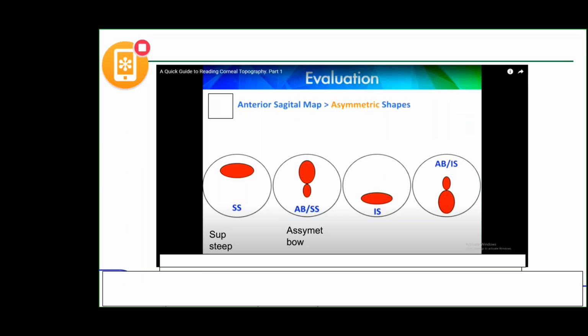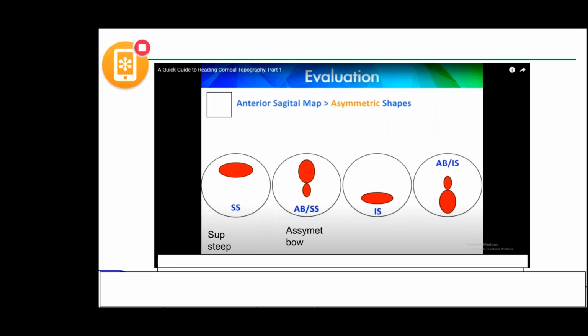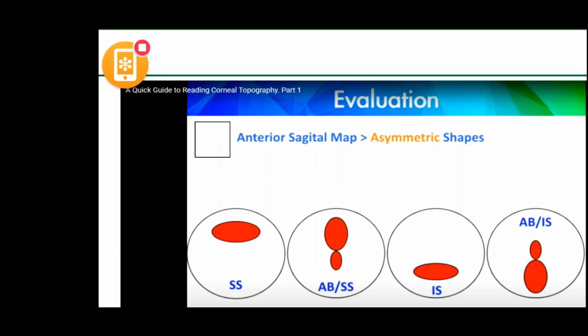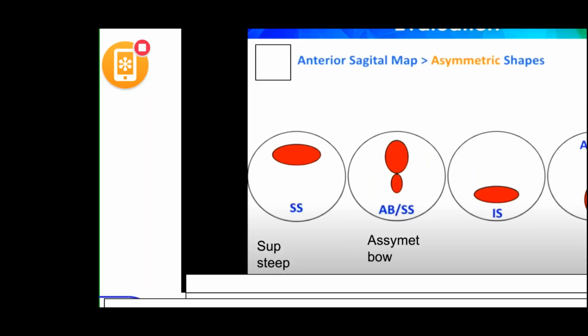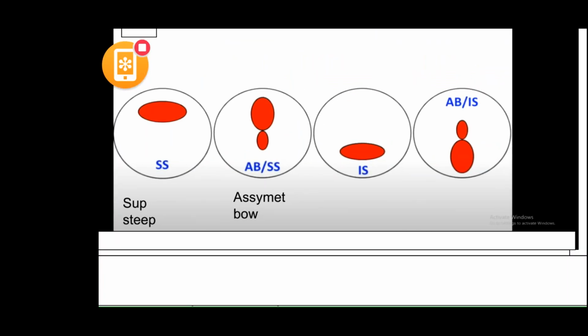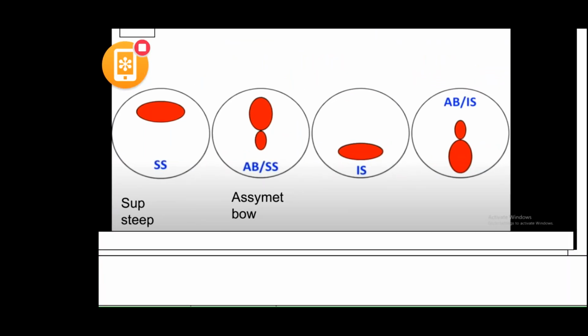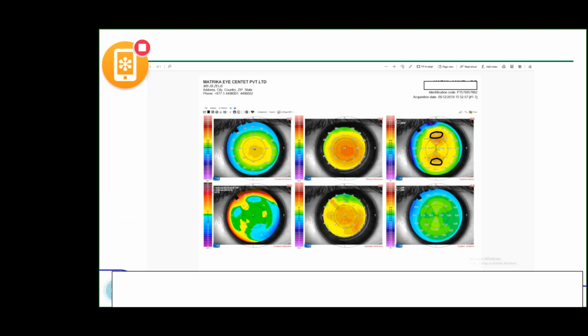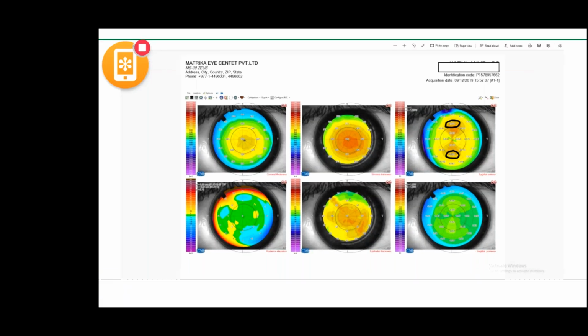Then what we're going into is asymmetric shapes, all right? The first one is a superior steepening. We'll explain what steepening is. Then you have an asymmetrical bow with a superior steepening. Then you have inferior steepening, asymmetric bow with inferior steepening. So this is a 6 image.